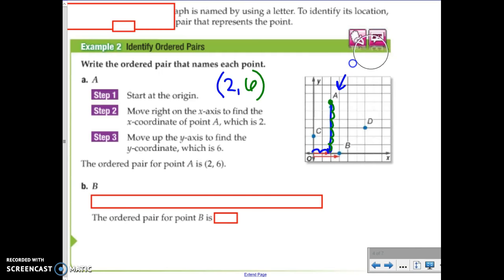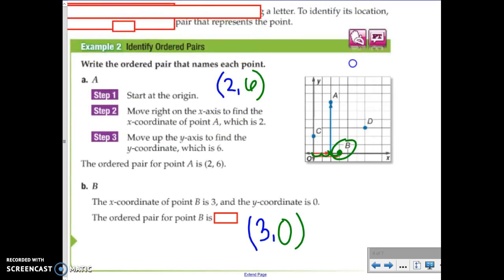Next, it's asking me to find point B. Well, here is point B. Let's start at the origin and move right 1, 2, 3 spaces. So on the x-axis, I moved 3 spaces. And I don't need to move up or down at all because I'm sitting right on that x-axis. So I draw my point and understand that that is point B. And so I write a 0 in for my y-coordinate. So that ordered pair is 3, 0.